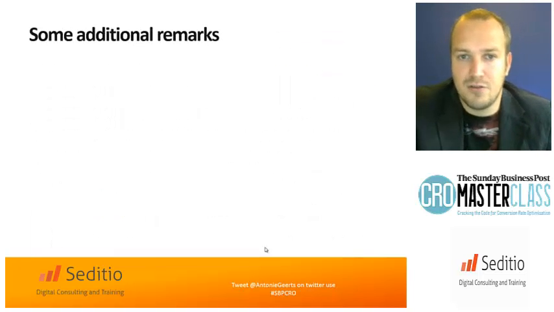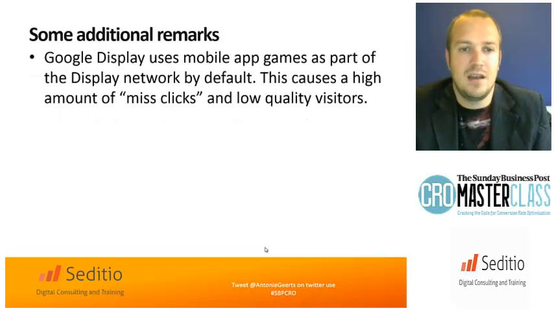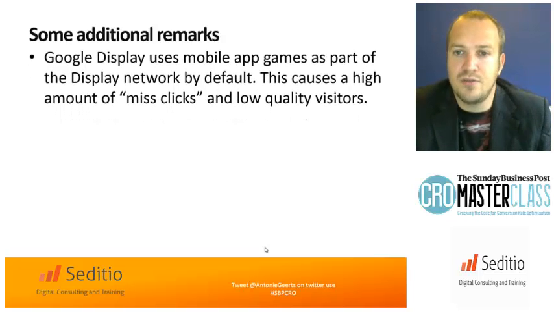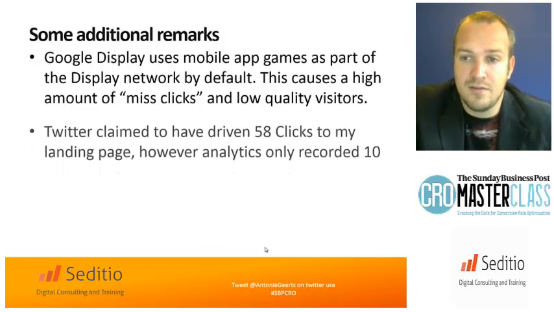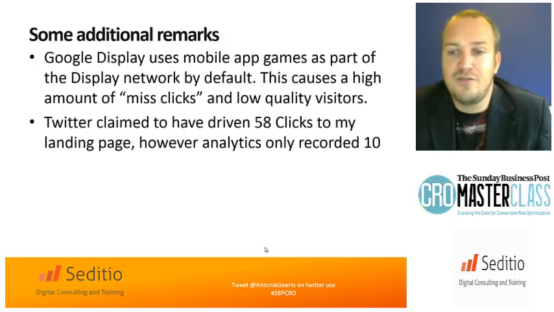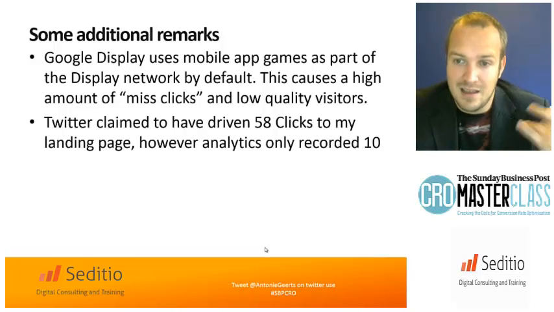So some of the additional remarks, the strange things. First of all, like I said, Google Display uses the mobile app games as part of the display network by default, so a lot of misclicks and low quality visitors. Twitter claimed to have driven 58 clicks to my landing page. However, in my analytics, I only recorded 10. So I'm actually in dispute with Twitter, and I'm sending them emails saying, can you prove to me that those other 48 clicks actually landed on my page? Because I believe they didn't.